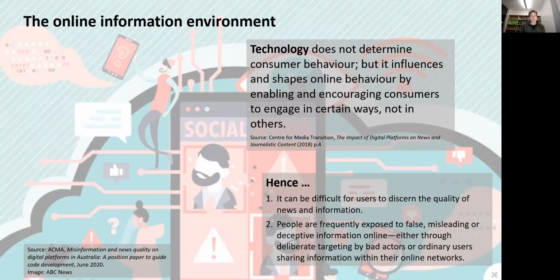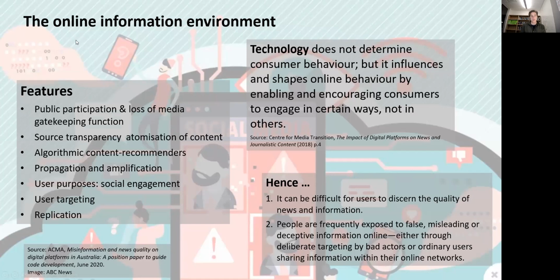So we could say then that there's something about the online information environment itself which is driving this wave of misinformation, this infodemic, if you like, as it came to be called during the COVID-19 pandemic. Some of the features of the online information environment that we're looking at, or that promote these phenomena, are the following.